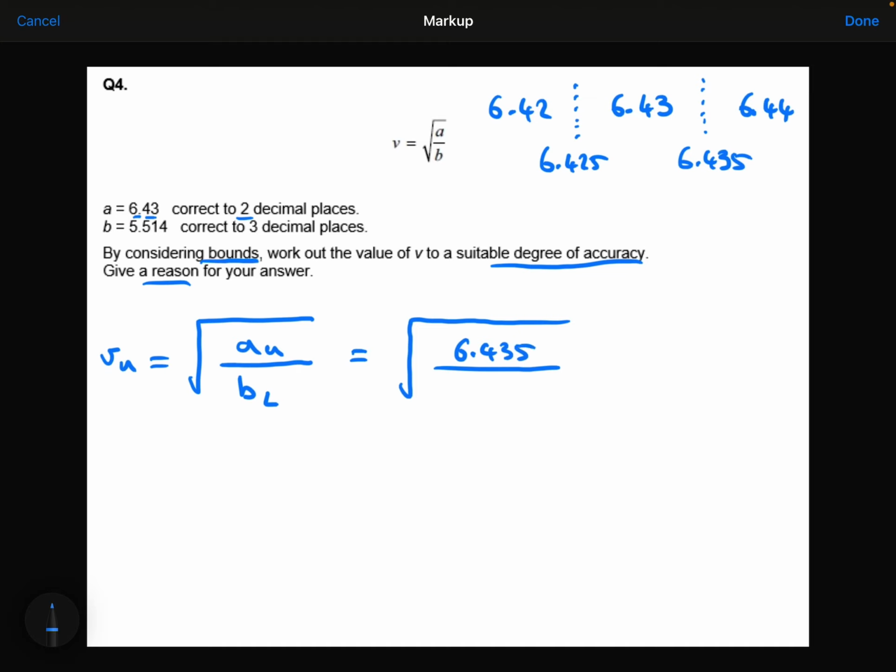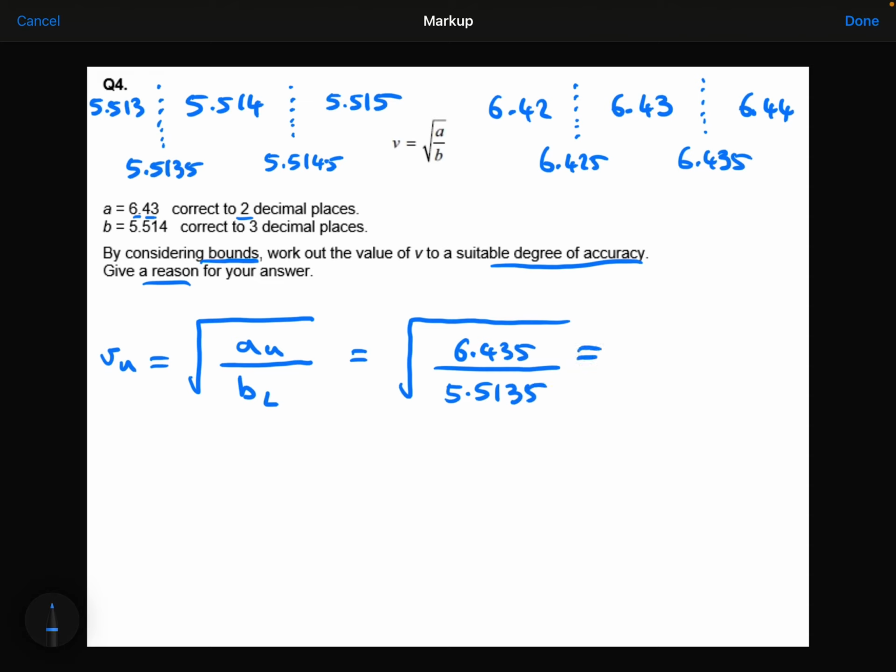Now I need to work out the lower bound for b. So similar idea, I know that b is 5.514, correct to 3 decimal places. So the level above that is 5.515. The level below that is 5.513. So the lower bound is going to be 5.5135. The upper bound is going to be 5.5145. I wanted the lower bound, which was 5.5135.